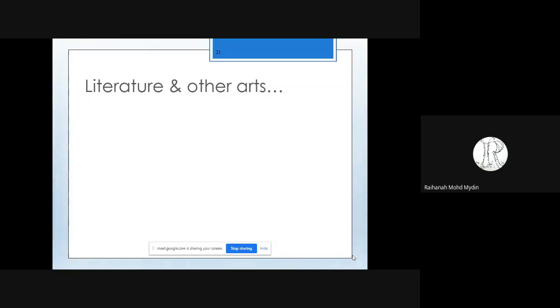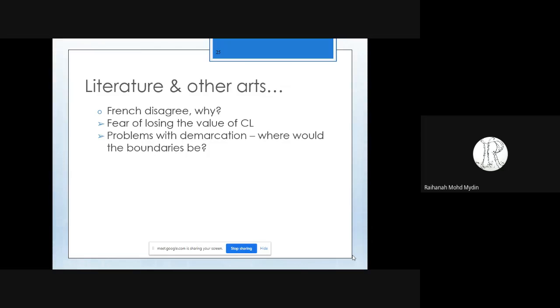Something I want you to keep in mind. With regards to literature and other arts, the French school disagrees. Why? What's their rationale? They fear the loss of the value of the discipline called comparative literature. Once you start to open up comparative literature and allow other disciplines to come in, the demarcation of what is comparative literature becomes blurry. If you had to describe comparative literature to somebody, where would you begin if you allow anything and everything to come in? Okay.